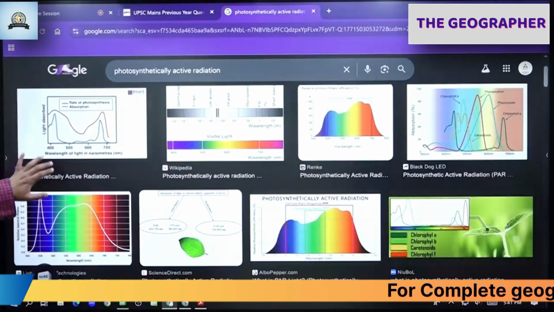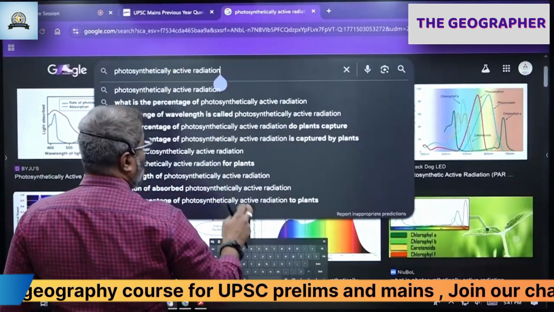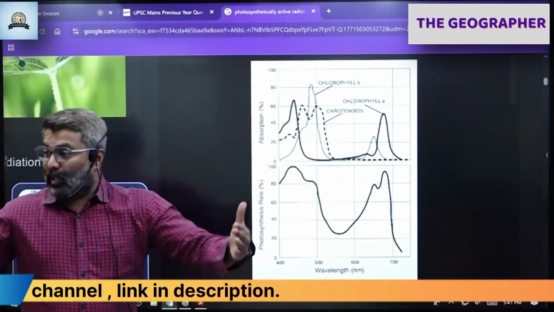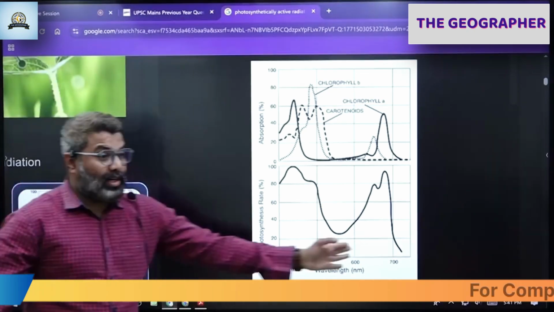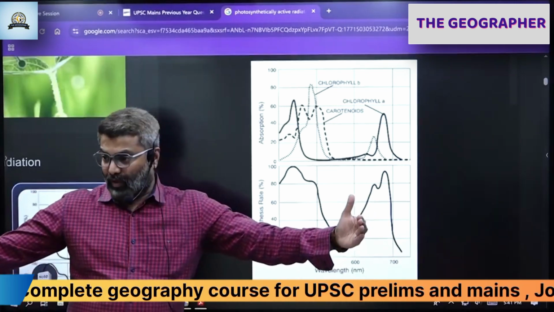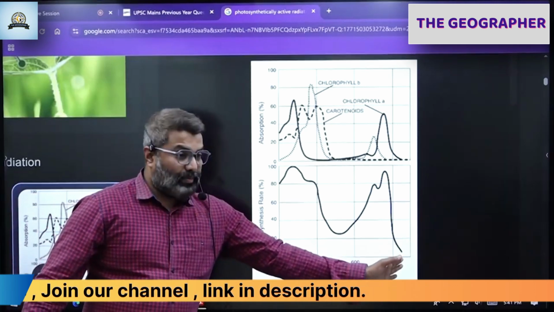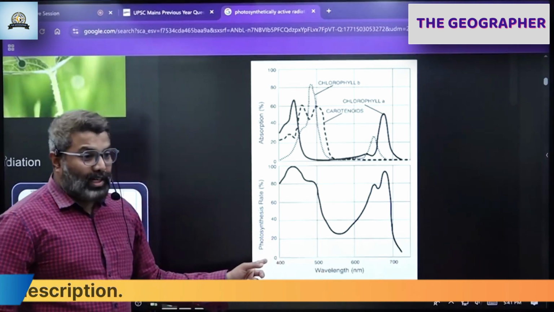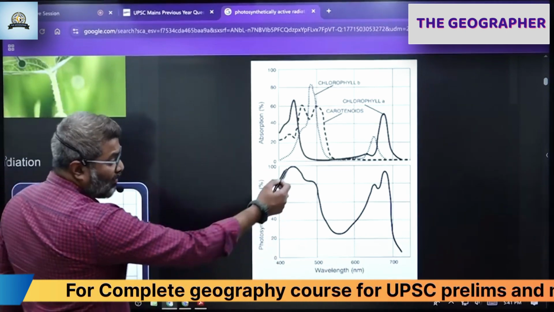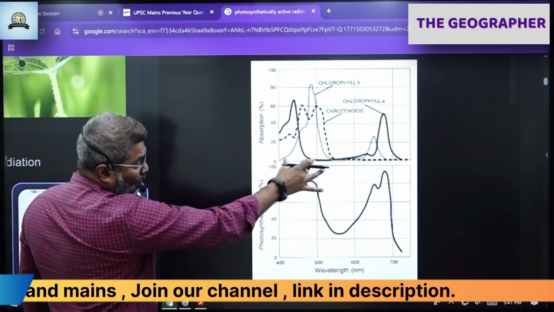So we have two types of chlorophyll, chlorophyll A and chlorophyll B. You can notice the visible light spectrum is 400 to 700 nanometer. 400 to 700 is the wavelength of visible light, white light: violet, indigo, blue, green, yellow, orange, red. Red is 700, violet is close to 400. You can notice that the photosynthesis rate is highest for the violet, indigo, blue part.